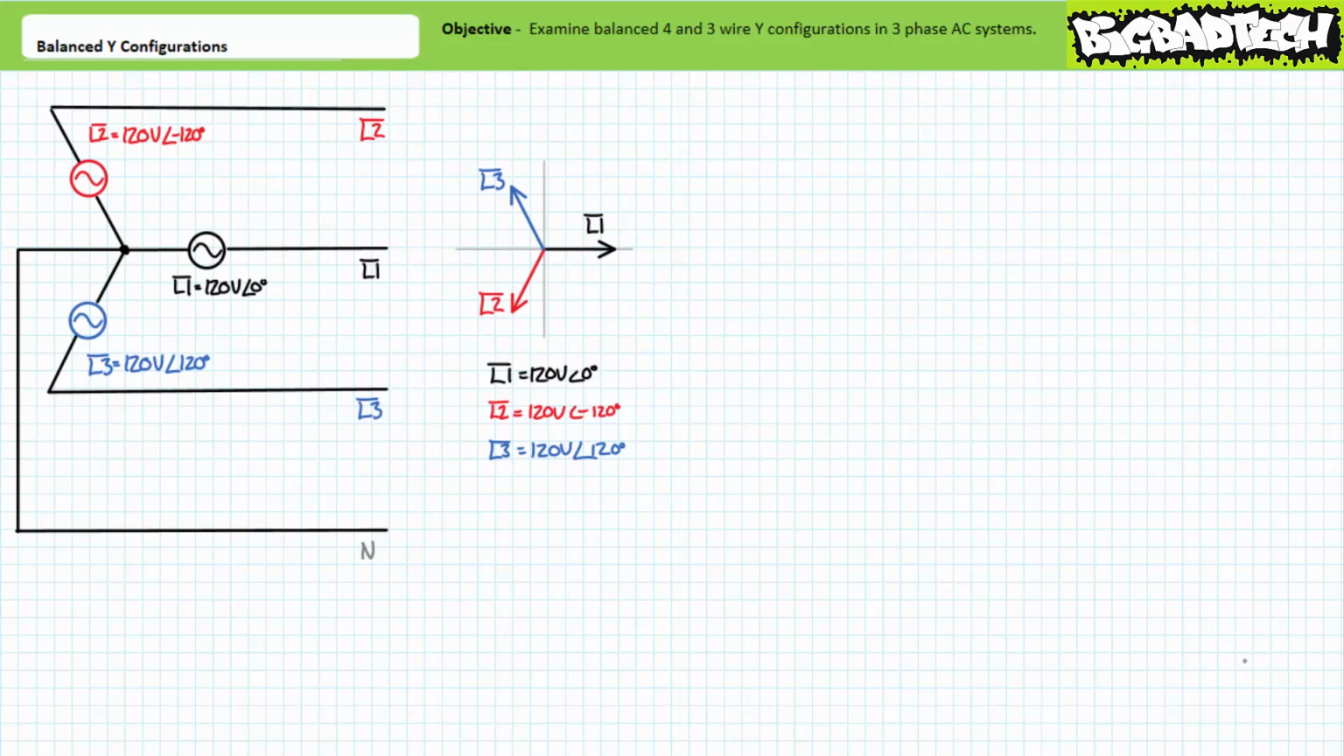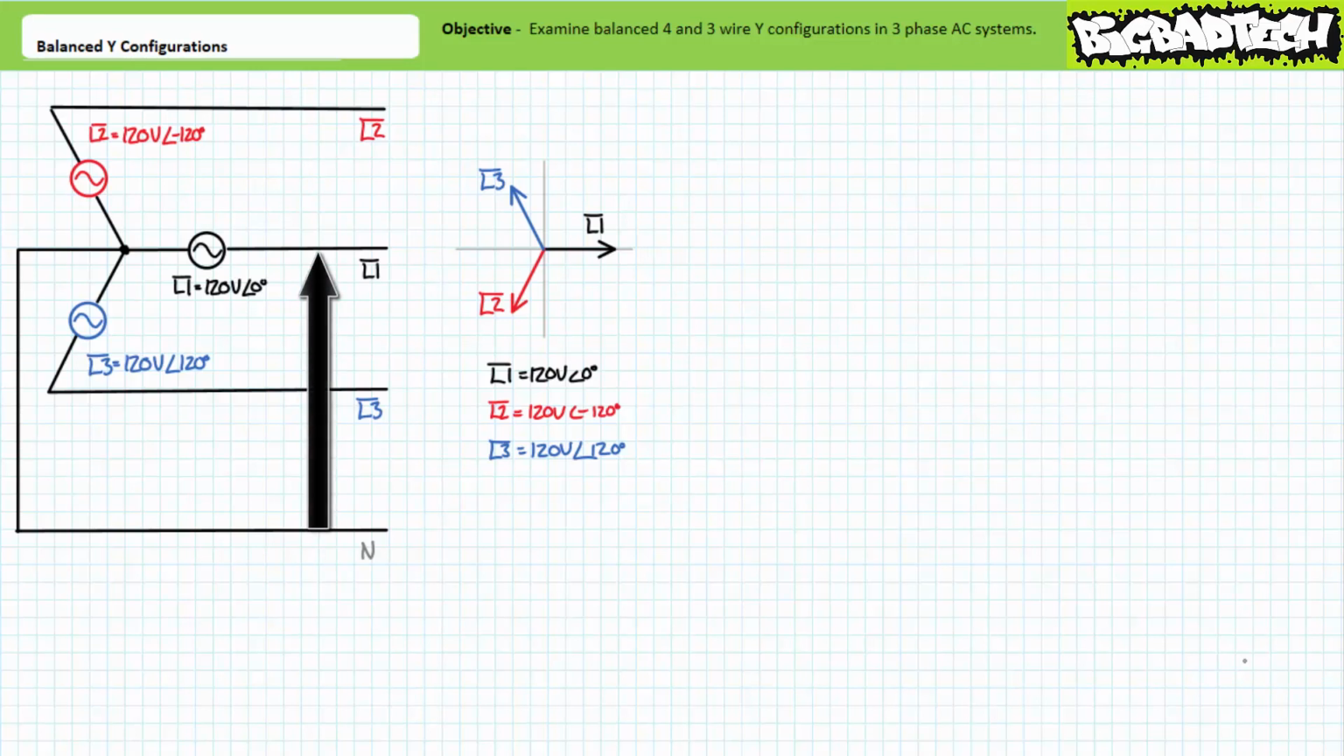If you recall in the aforementioned lecture, we examined Y and delta configuration of three-phase AC sources and compared and contrasted line-to-neutral voltages and line-to-line voltages. Consider a four-wire Y configuration composed of three sinusoidal AC voltage sources, each with an effective value of 120 volts, offset from each other by a relative 120 degrees.